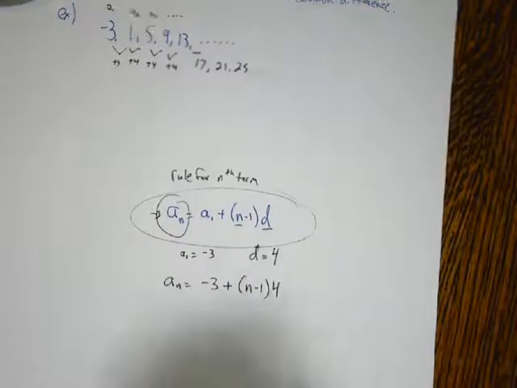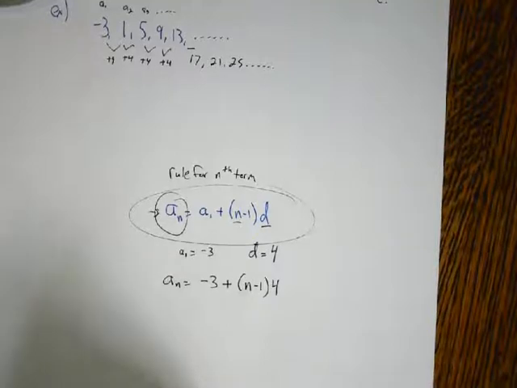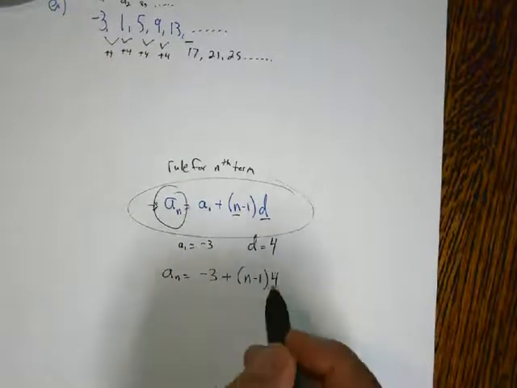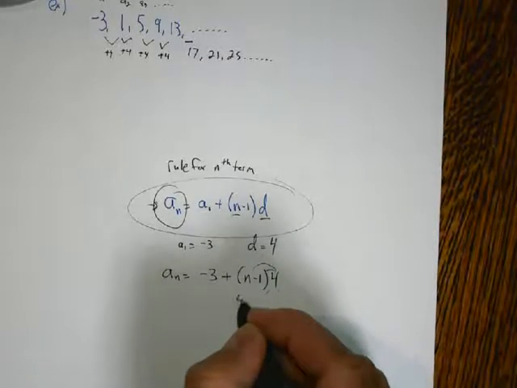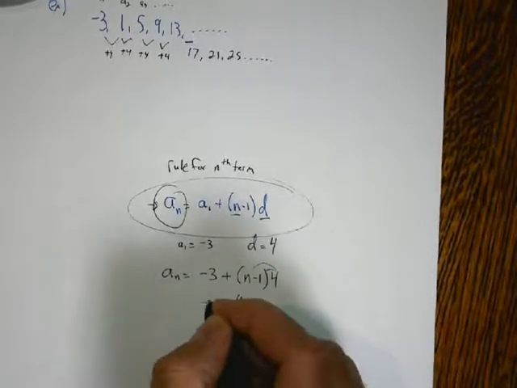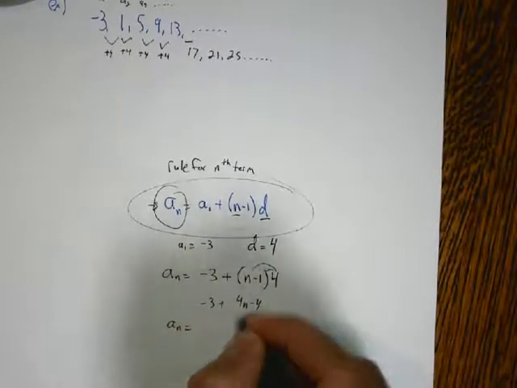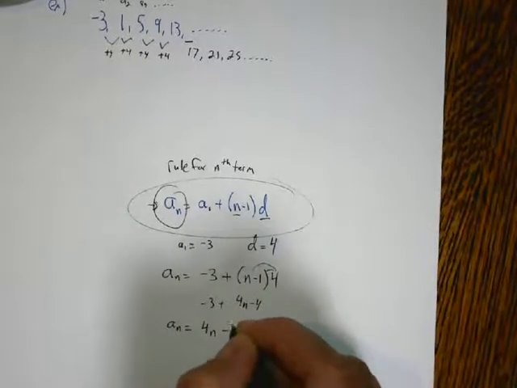So what we do here is we want to write this into slope-intercept form because basically arithmetic sequences are nothing more than slope-intercept. So I have to distribute the 4 to both terms here. We have 4n minus 4. Combining your like terms here, your rule for the nth term would be 4n minus 7.